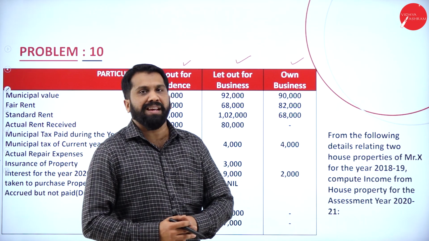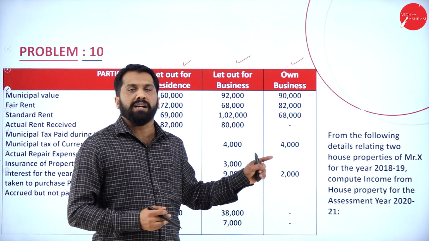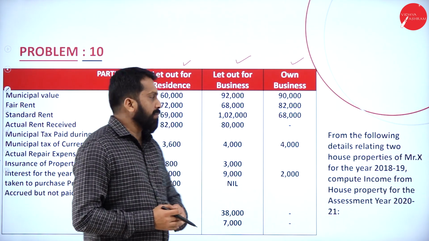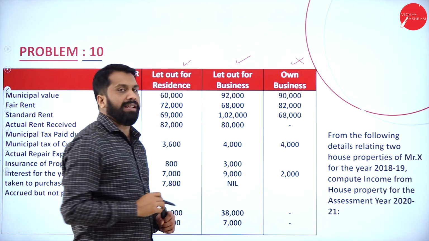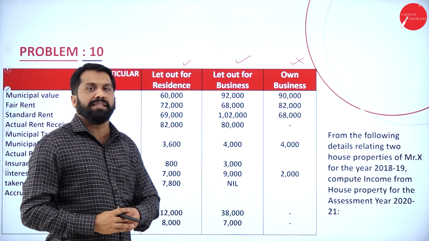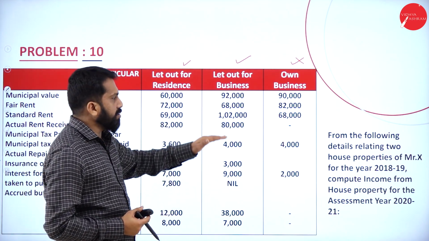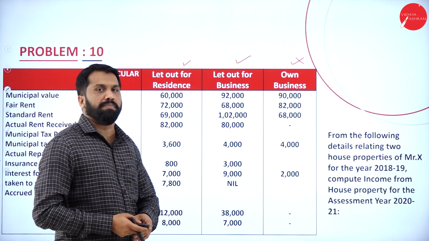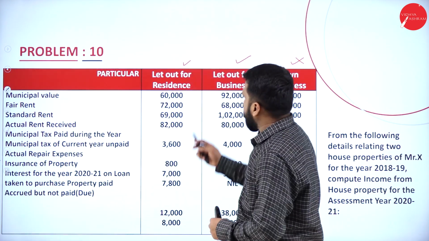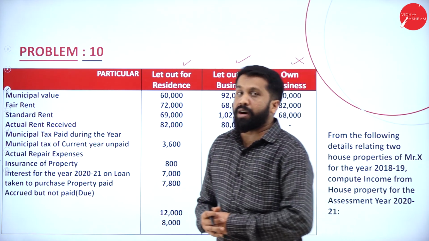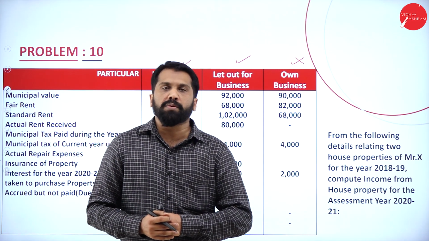If you have paid any interest on the loan, we should consider it for own house or self-occupied. So we are supposed to calculate only these two. This one we will not calculate. Why? Because you are not paying tax on own business, as it is used for your own purpose. So we will calculate house 1 as well as house 2, and we will not calculate house 3, because house 3 we considered as own purpose.